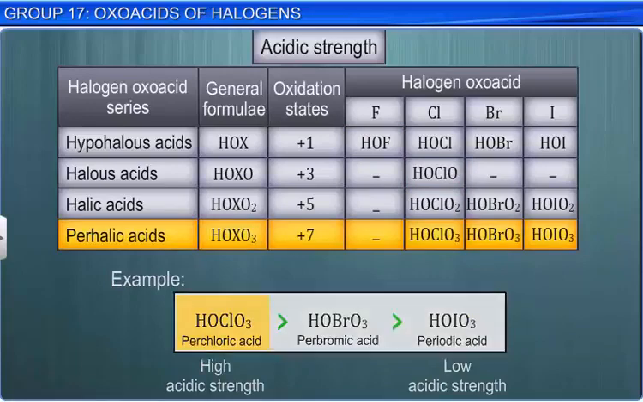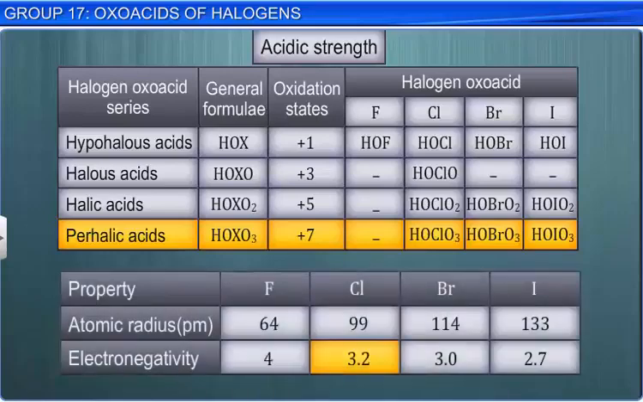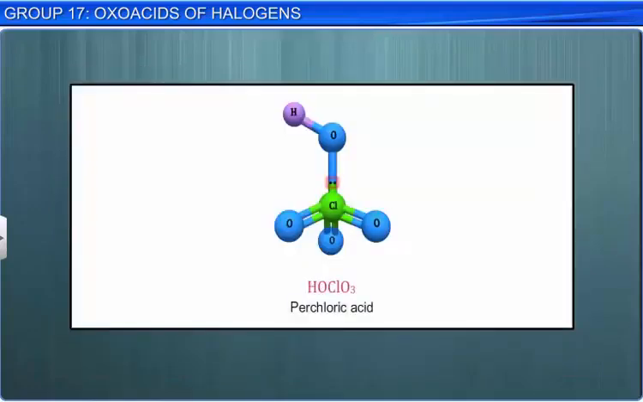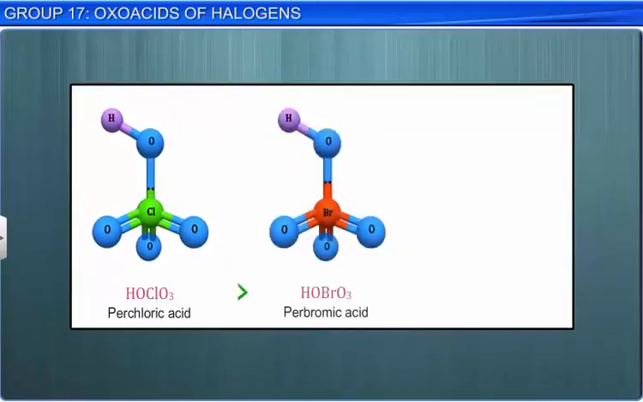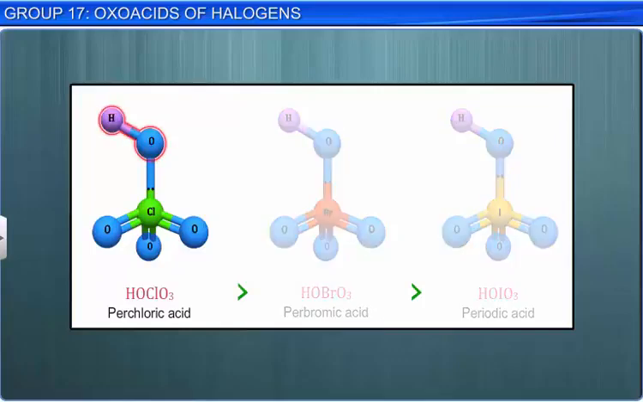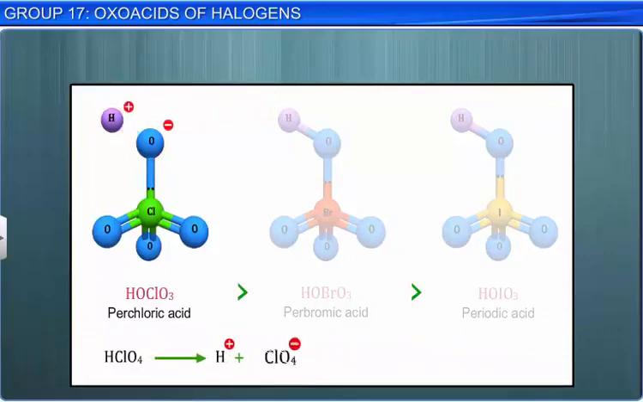As chlorine is more electronegative than bromine or iodine, the shared electron pair lies relatively nearer to chlorine in a Cl-O bond than bromine in a Br-O bond or iodine in an I-O bond. As a consequence, the O-H bond becomes much weaker in the case of perchloric acid, thereby facilitating the release of a proton readily.